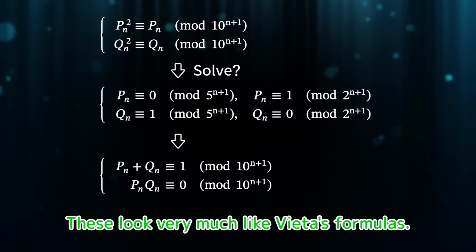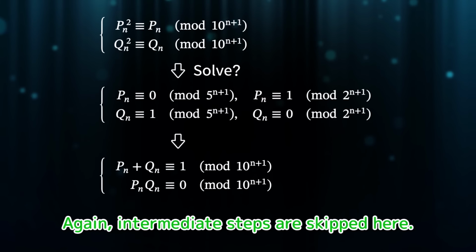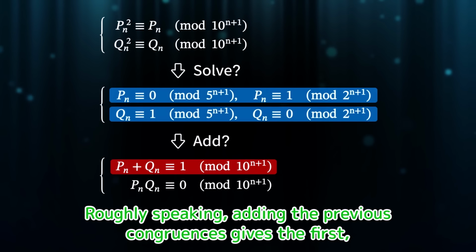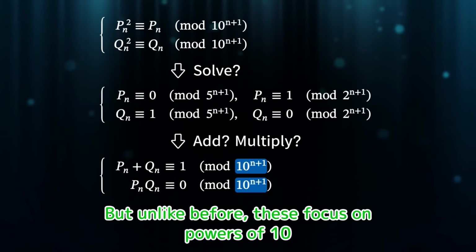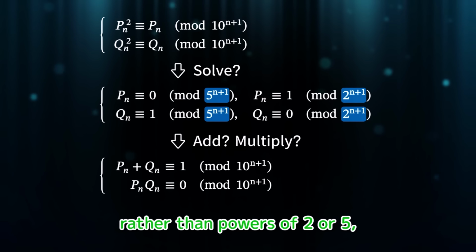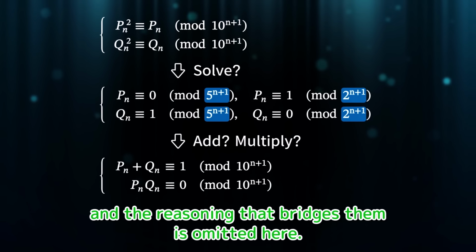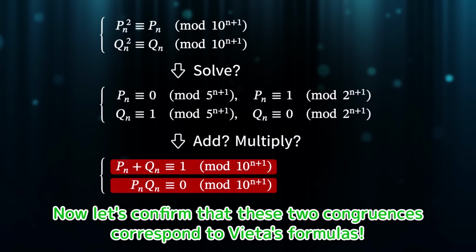Finally, from these congruences, the following two are also known to follow. These look very much like Vieta's formulas. But again, intermediate steps are skipped here. Roughly speaking, adding the previous congruences gives the first, and multiplying them gives the second. But unlike before, these focus on powers of 10 rather than powers of 2 or 5, and the reasoning that bridges them is omitted here.